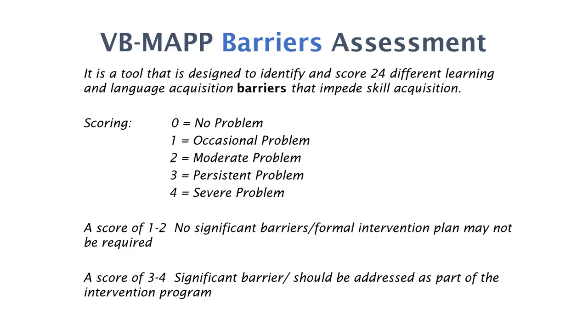A score of 0 means that the student does not present with this learning barrier. A score of 1 to 2 means that the barrier exists, but it is not significant and a formal intervention plan may not be required. A score of 3 to 4 is a significant barrier and should be addressed as part of a student's intervention program. Unlike the milestones assessment, we want the scores on this assessment to decrease over time.